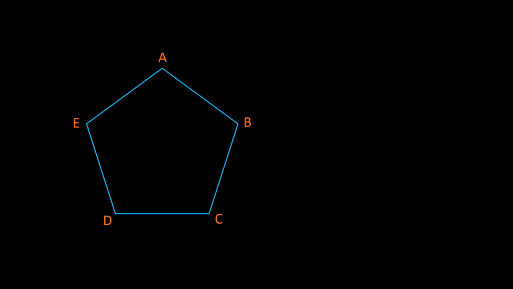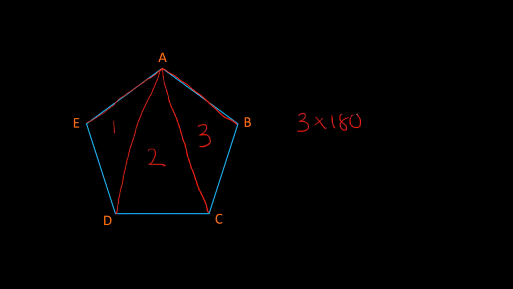Let's try another example. Here we have a pentagon. Following the same principle, I'm going to connect the vertex A to every other vertex. So we have A to E, A to B, to C, and D. And now you'll see that we have exactly 1, 2, 3 triangles, which means a pentagon has 3 times 180, or 540 degrees.